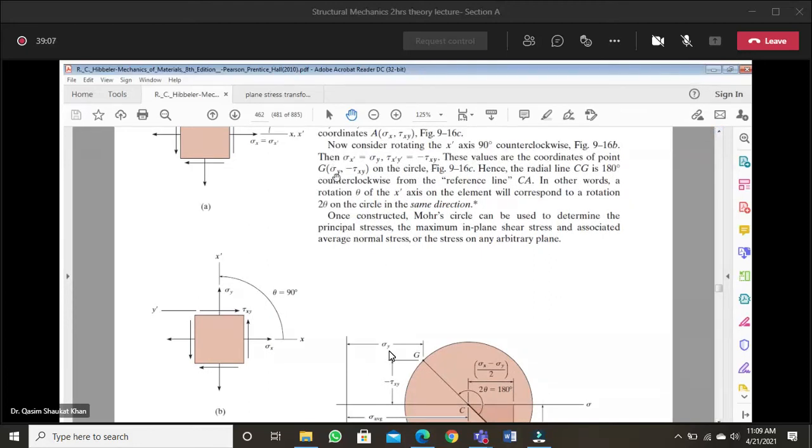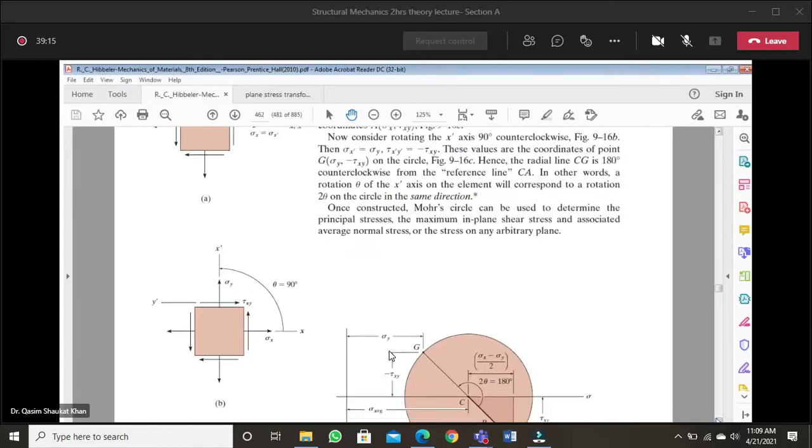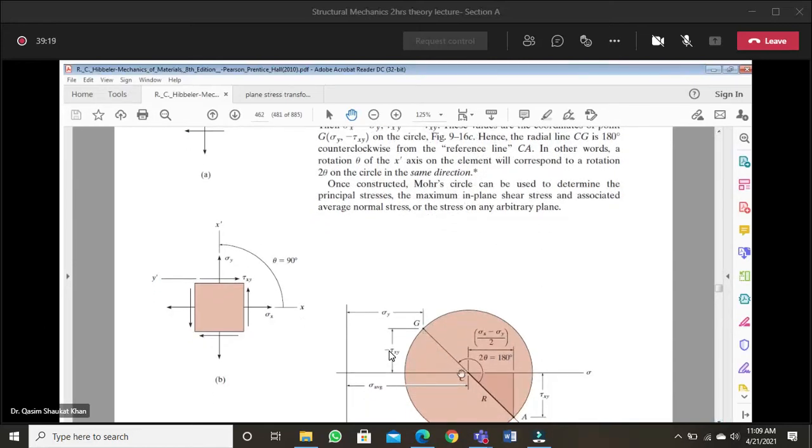So the point G, sigma y minus tau xy, on the Mohr circle, hence the radial line. Radial line is this one, CG. This radial line CG is 180 degrees counterclockwise. You can see this, CA is your reference line, and with this reference line CA you have rotation. Your reference line is this CA. So with reference to this CA, you can see the rotation is 2 theta, that is 180 degrees. Hence the radial line CG is 180 degrees counterclockwise. You can see this line CG is 180 degrees counterclockwise from the reference line CA.